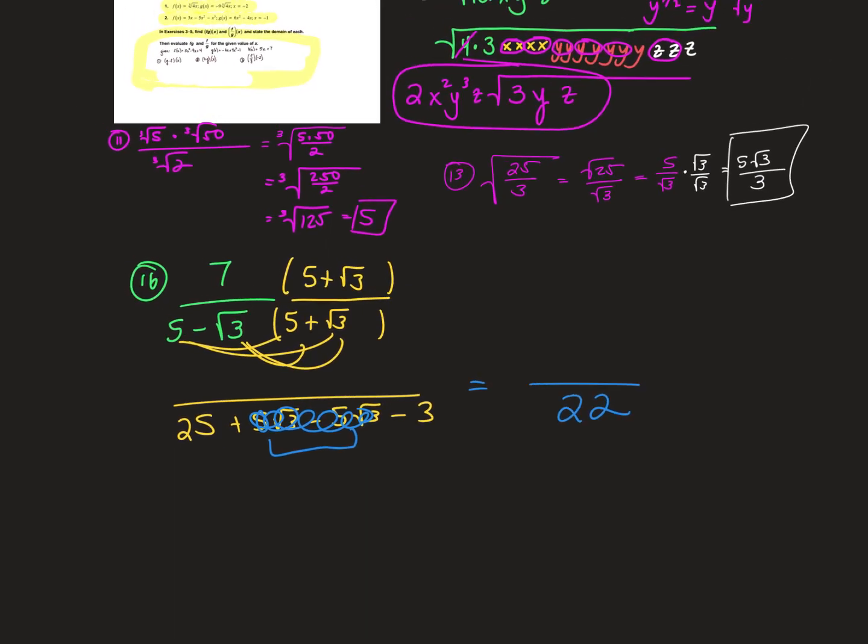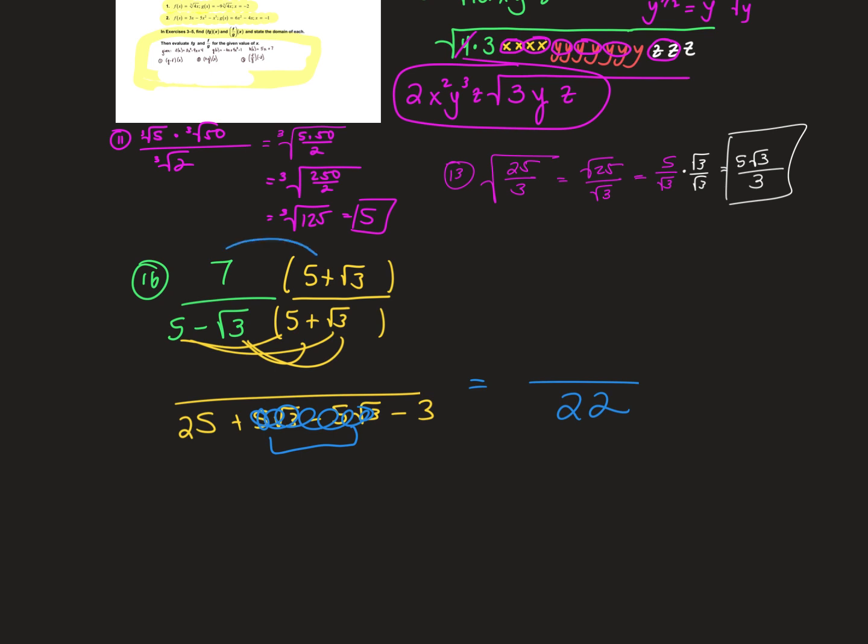You have to, yeah. So 7 times 5 is 35. Good. Plus, what's 7 times the square root of 3? 7 square roots of 3. And that's it. That's it.